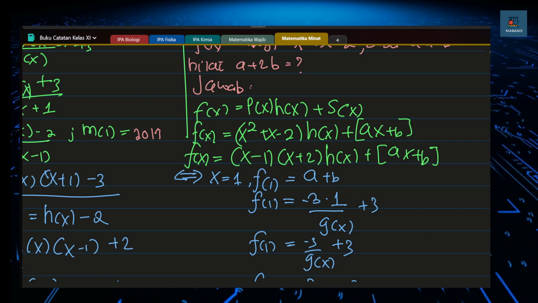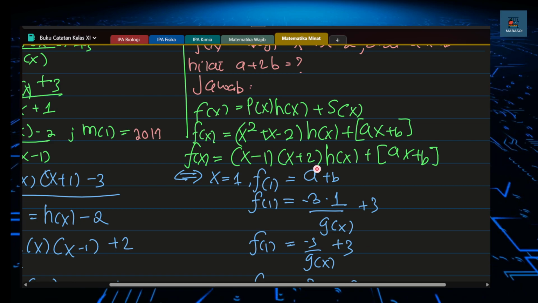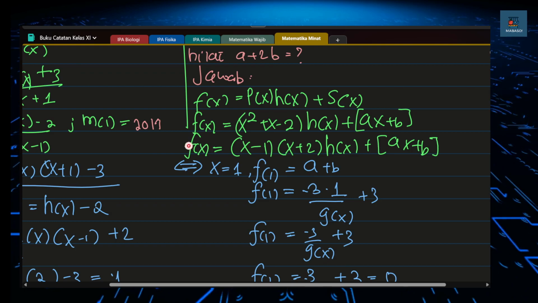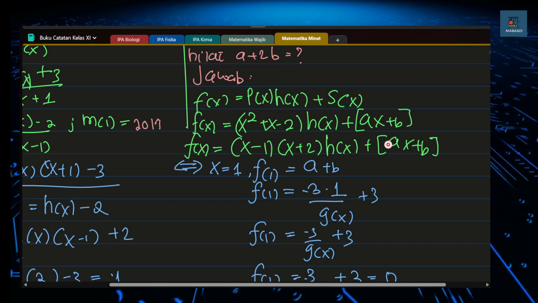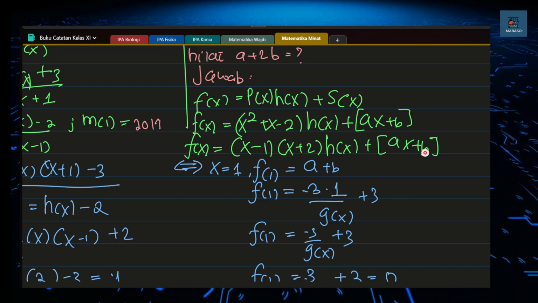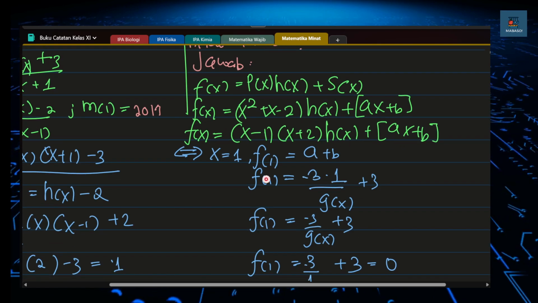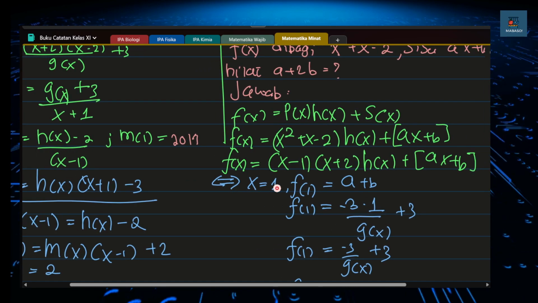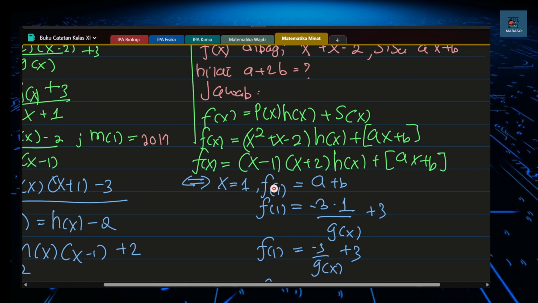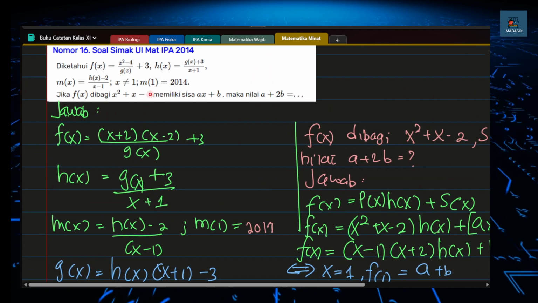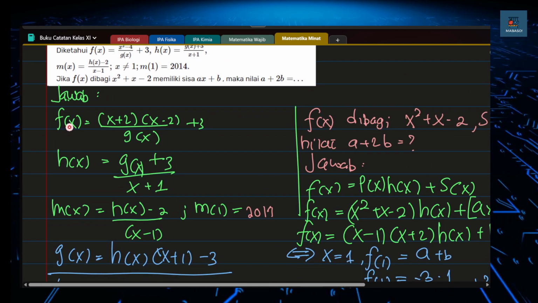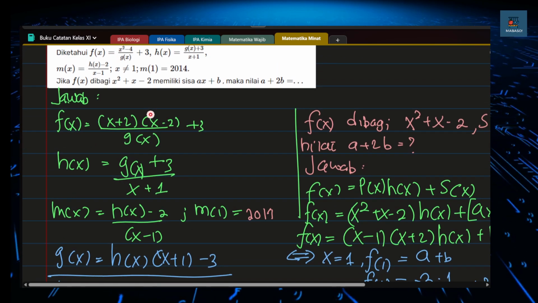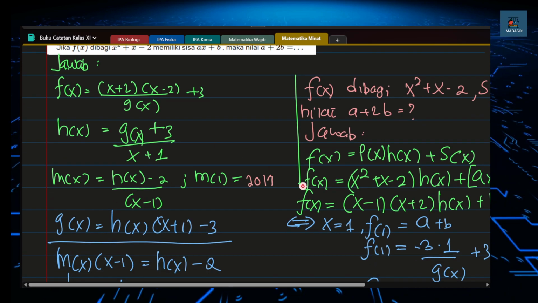Okay, let's go on. If I insert x equal to 1, we know that this term would be cancelled and we would be left with a plus b. So f of 1 is a plus b. This is the information that we got. But we know from the question that f of x could be stated as follows too: x plus 2, x minus 2 divided by g of x plus 3.